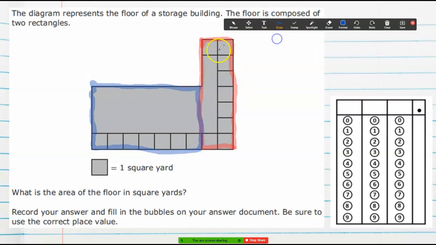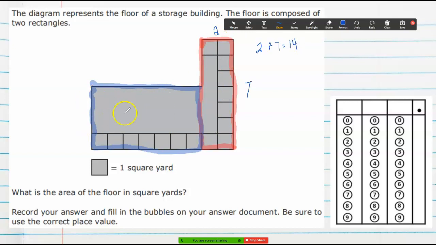Okay, so let's do this one first. I have 1, 2 columns, 1, 2, 3, 4, 5, 6, 7 rows. So it means I'm multiplying 2 times 7. 2, 4, 6, 8, 10, 12, 14. So I have 14 here for this shape.